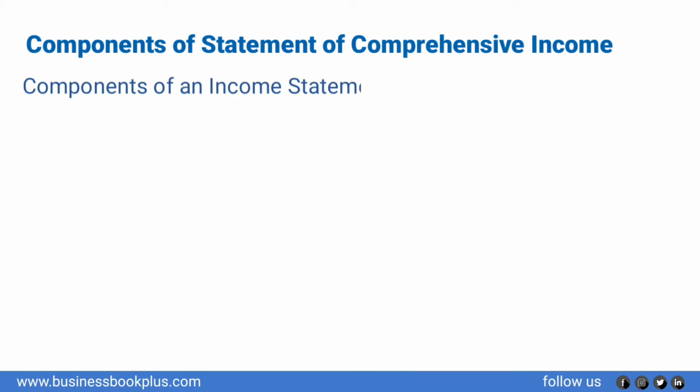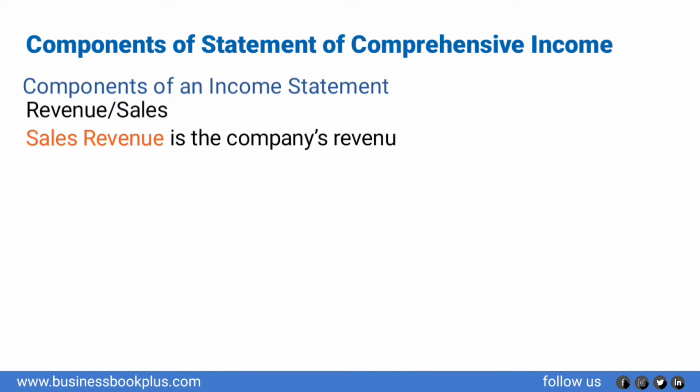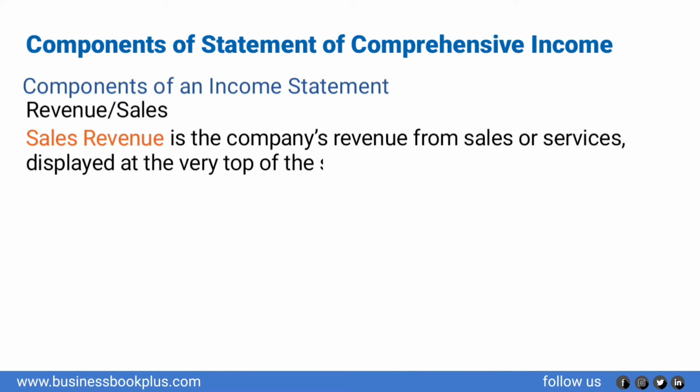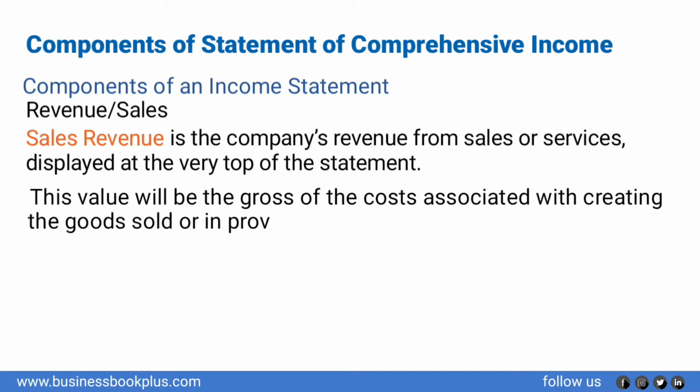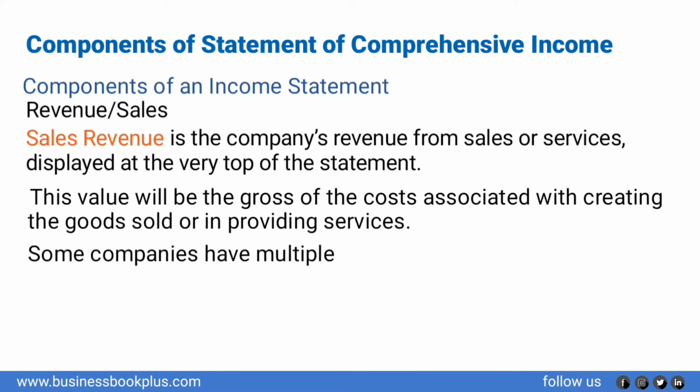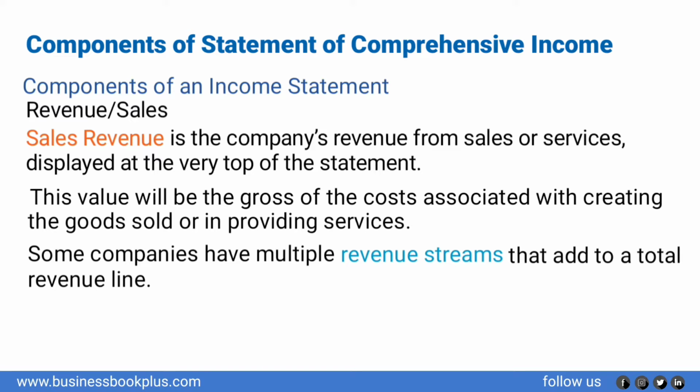Components of an income statement. Revenue or sales. Sales revenue is the company's revenue from sales or services, displayed at the very top of the statement. This value will be the gross of the costs associated with creating the goods sold or providing services. Some companies have multiple revenue streams that add to a total revenue line.